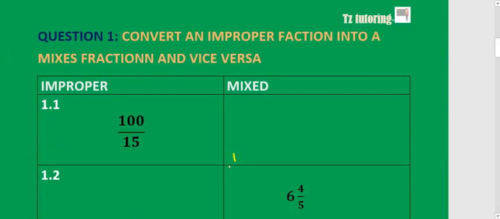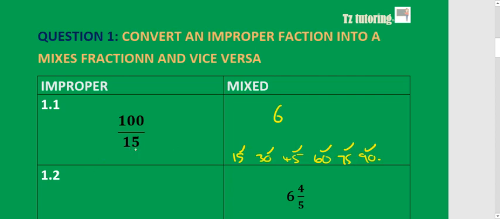The multiples of 15 are 15, 30, 45. We keep adding 15: 60, 75, 90. We have to stop at 90 because if we add another 15, it will take us to 105. So we stop at 90. So how many times could 15 go into 100? Let's see. 1, 2, 3, 4, 5, 6 times. So 15 can go into 100 6 times.